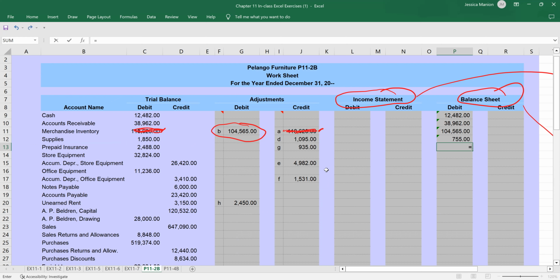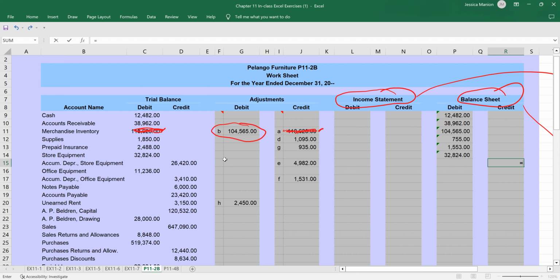Okay, prepaid insurance also had an adjustment. Prepaid insurance had a debit balance of 2,488. We credited or subtracted 935. Prepaid insurance is now down to 1,553. Store equipment, there was no direct adjustment to store equipment, so it's still on our books at that original cost, 32,824. Remember, we adjust the book value through accumulated depreciation.